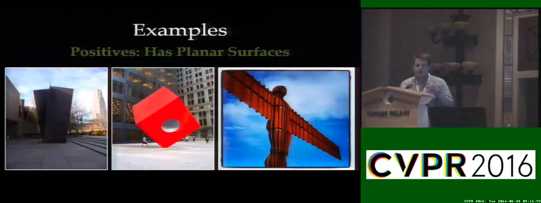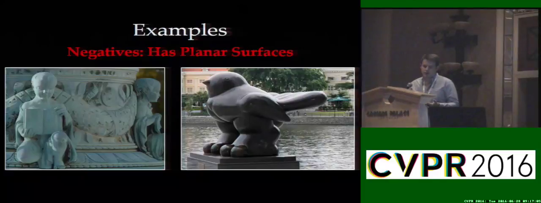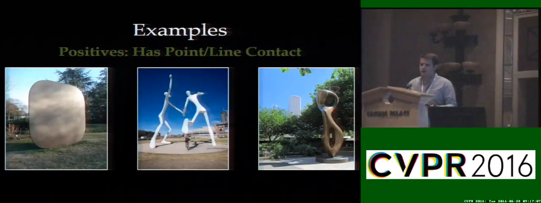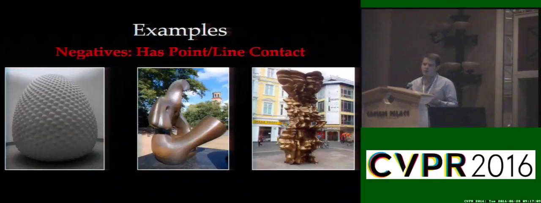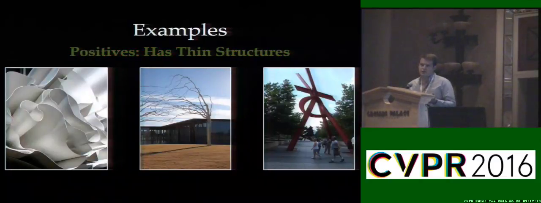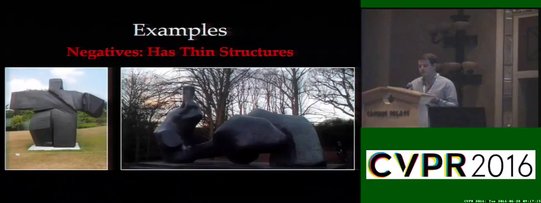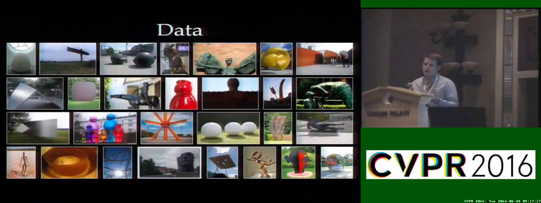So for example, these 3 objects in our data set all have planar surfaces, or primarily planar. These 2 are not. These 3 make point or line contact with the ground, and these 3 do not because they touch the bulk of their body. These 3 are made out of thin structures, and these 2 do not. And so as you can see, there's a great amount of diversity in the data in terms of the underlying 3D shape, as well as how these 3D shape attributes co-occur.